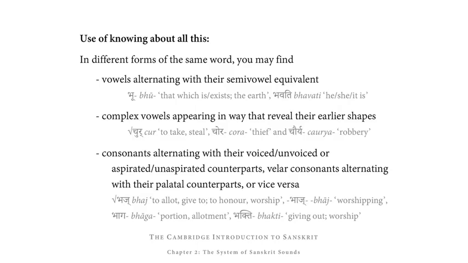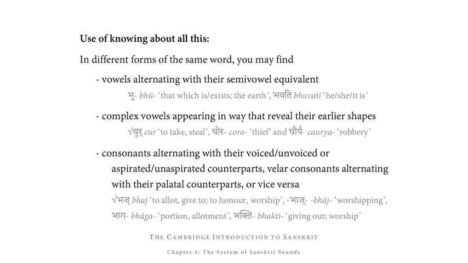Similarly, if you know about the relationship between the complex vowels e, ai, o, au and their earlier shapes i, a-i, u, a-u, then you can maybe see a little more easily how cur, cora and caurya, to steal, thief and robbery respectively, belong together. Because what we've got here is not just a random series of vowels u, o, au, but rather we have u, a plus u, and long ā plus u. And you will see that this pattern of adding a or ā in front of another vowel is something that you will find very frequently.